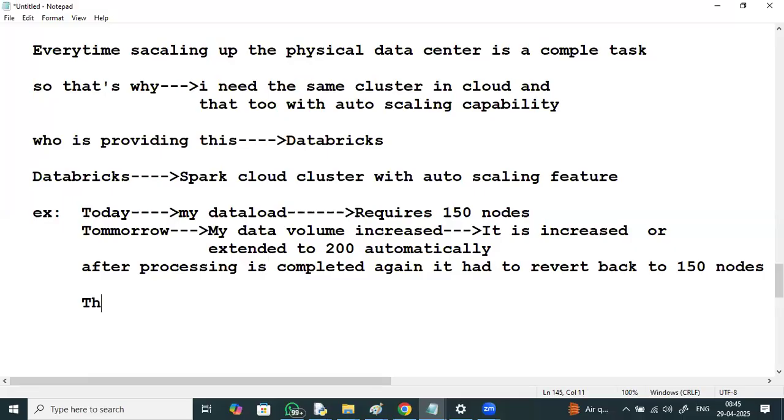This is general Databricks, right? What I'm talking about is general Databricks. As I said, as part of this course I'm going to discuss Azure Databricks. The cloud we are using is Azure Cloud. I'm talking about Azure Databricks.